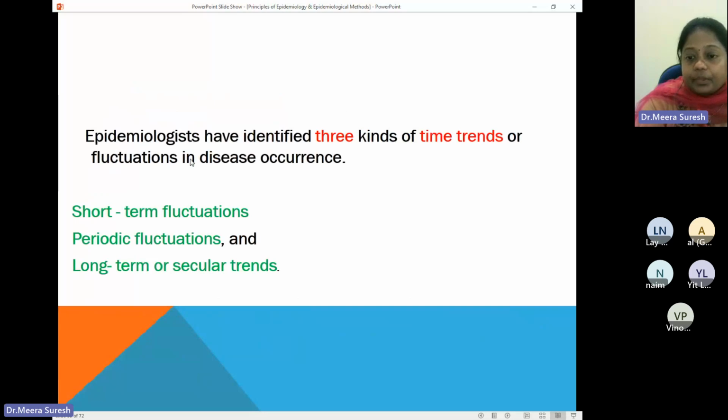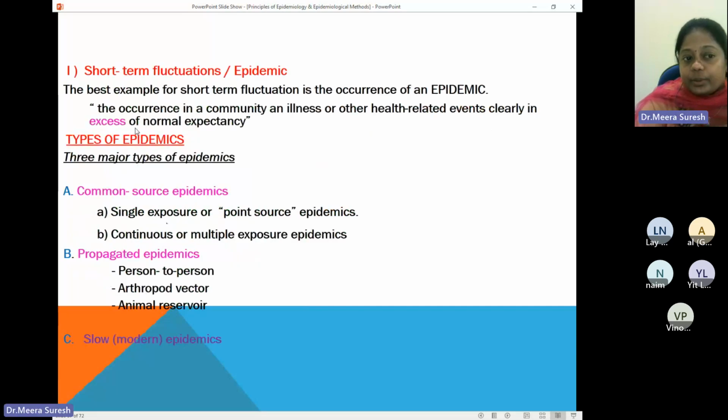So according to the time or the time trend, we have three types: one, short-term fluctuation; second, periodic fluctuation; and third, long-term or secular trends. Short-term fluctuation is usually used to mention epidemic disease. The best example for short-term fluctuation is the occurrence of an epidemic. So epidemic, now you know, is a disease that is happening in excess. It can be in a particular population or group or a particular time period. Any excess number of cases.